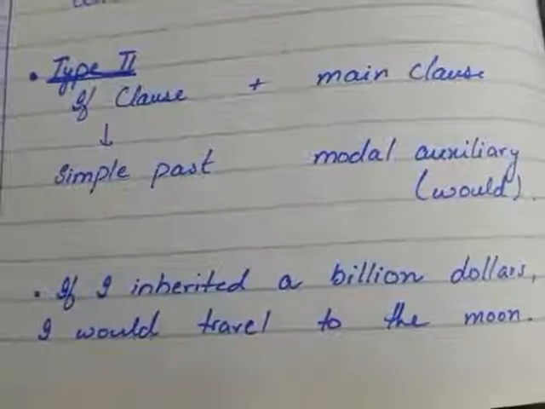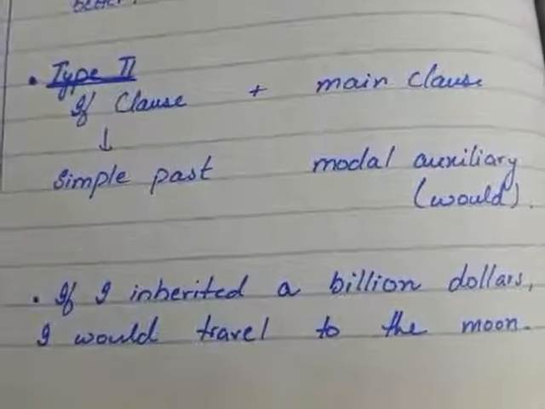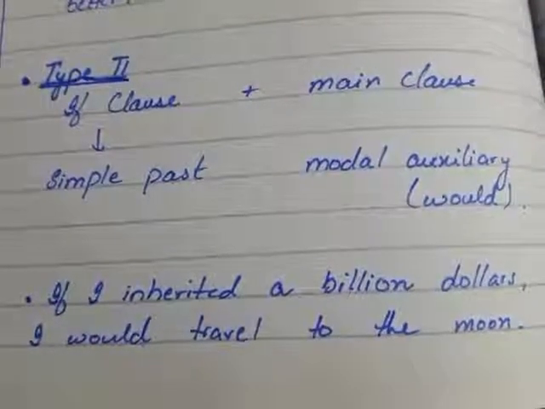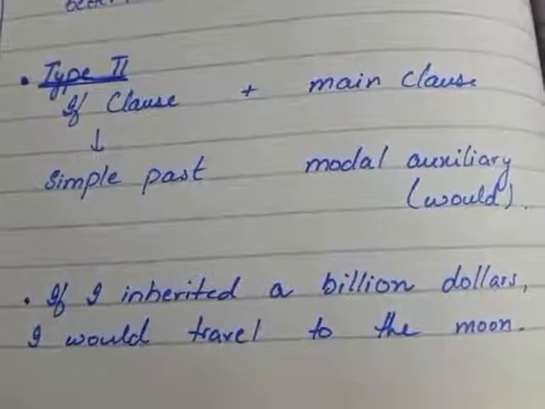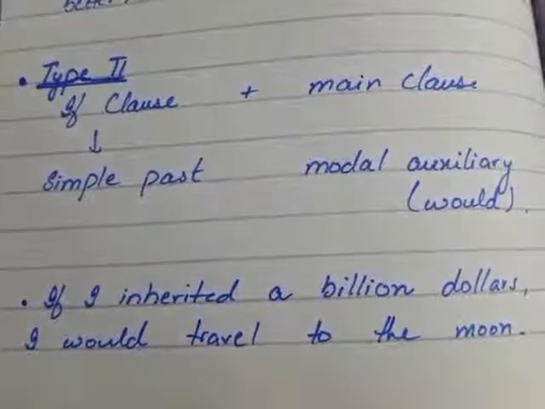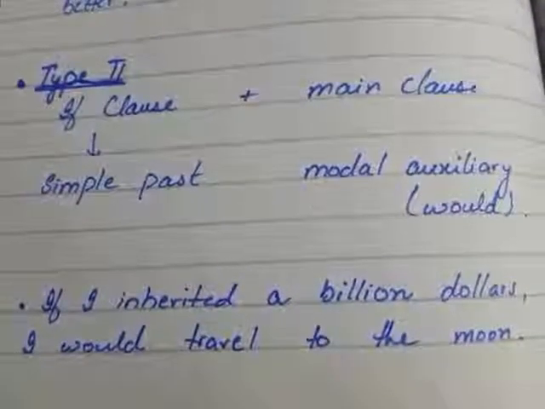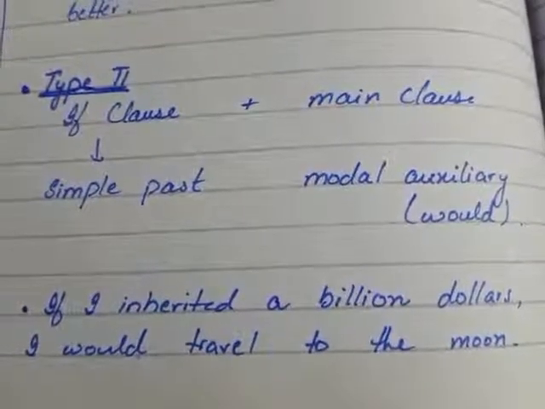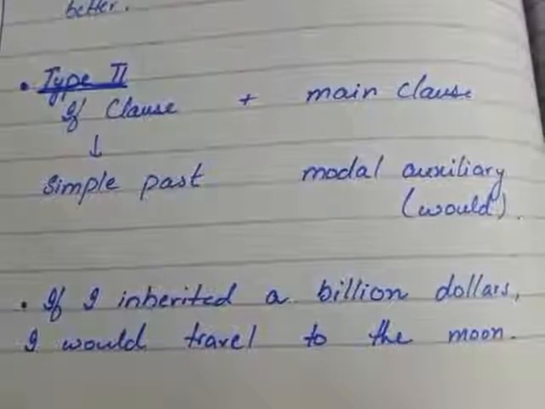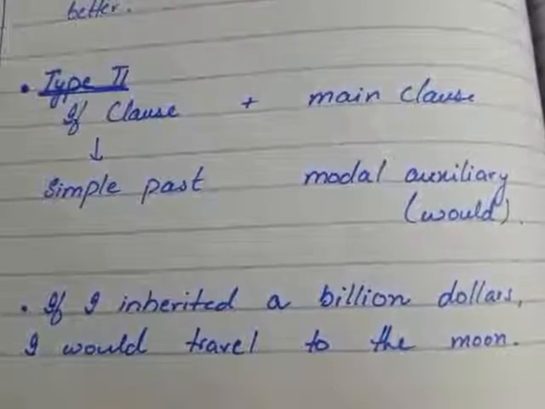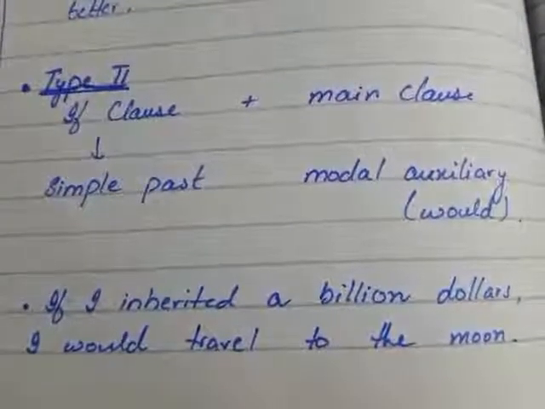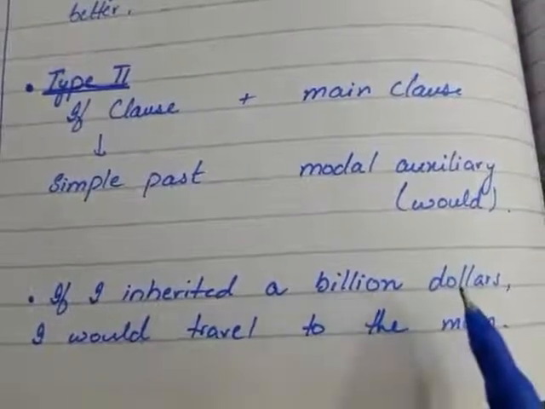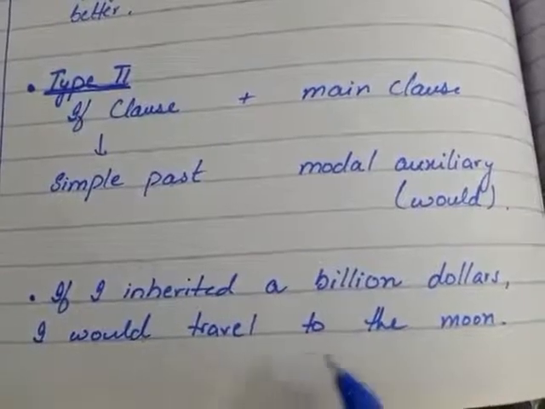Conditional type 2. This type of a sentence is used to express the situations in which the outcomes are completely unrealistic or will not likely happen in future. In if clause, simple past tense is used, and in main clause, modal auxiliary would is used. For example, if I inherited $1 billion, I would travel to the moon.